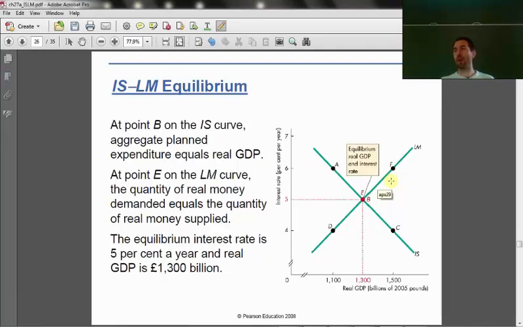There are 5 different points here. We've got point A, point B, point C, point D, point E, and point F. Points E and B are the same point here, and they're going to be our equilibrium point.